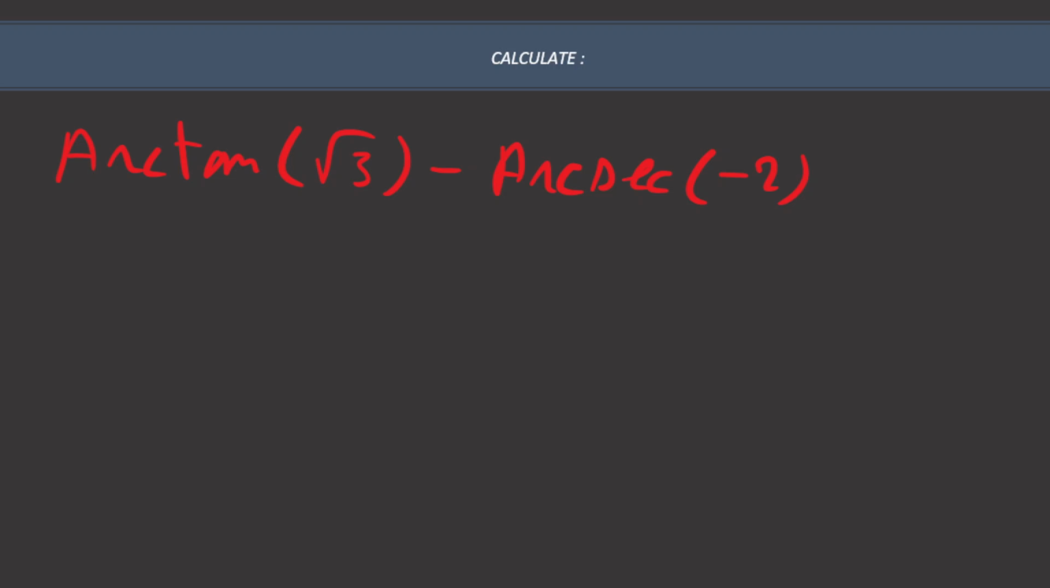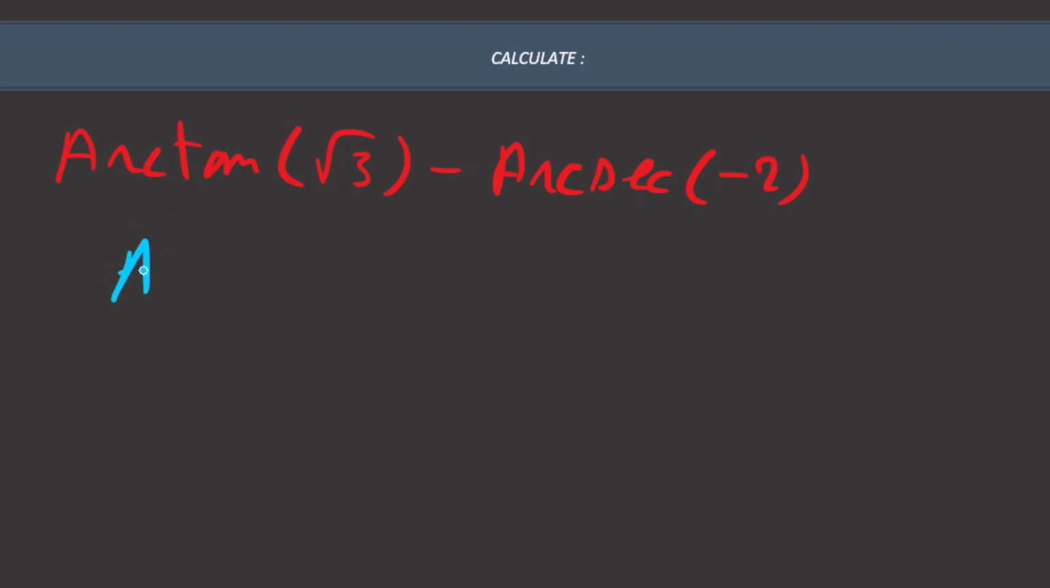So a subscriber asked me to calculate this one: arctangent of square root of 3 minus arcsecant of minus 2. To solve this one, I will break it down into two parts. I will solve arcsecant of minus 2 first because I think it's the easier one, and then I will solve the arctangent of square root of 3. So let's start solving it.